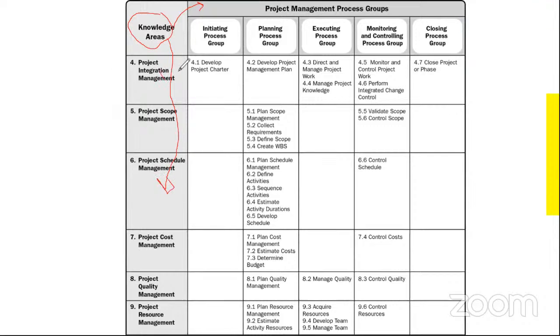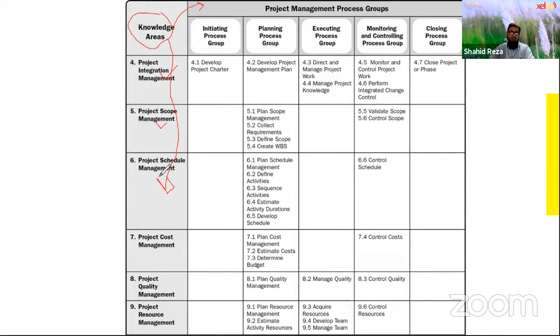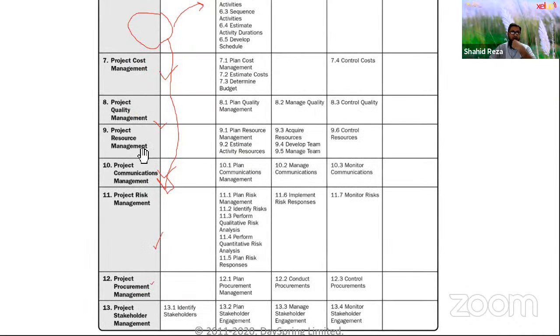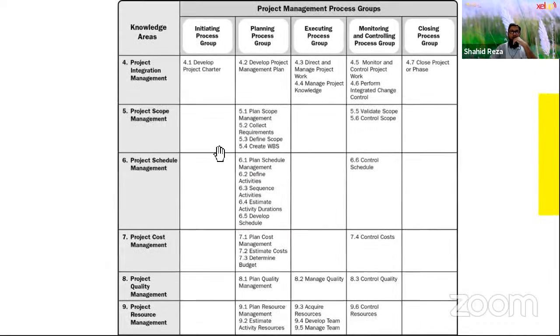First one, integration management. Second, scope management. Third, schedule management, cost management, quality management, resource management, communication management, risk management, procurement management, and stakeholder management. So have you found all these are the 10 knowledge areas, right? We are seeing 10 knowledge areas at the left and 5 process groups at the top.